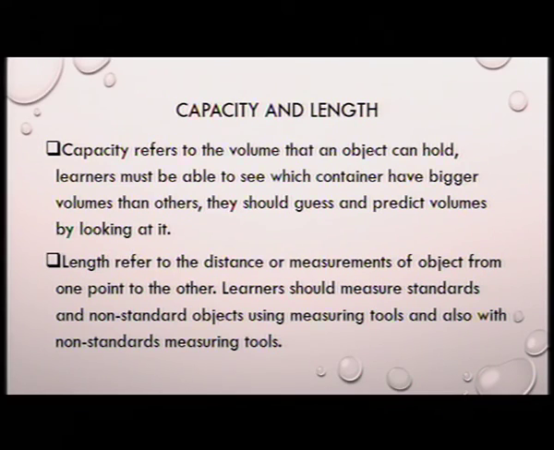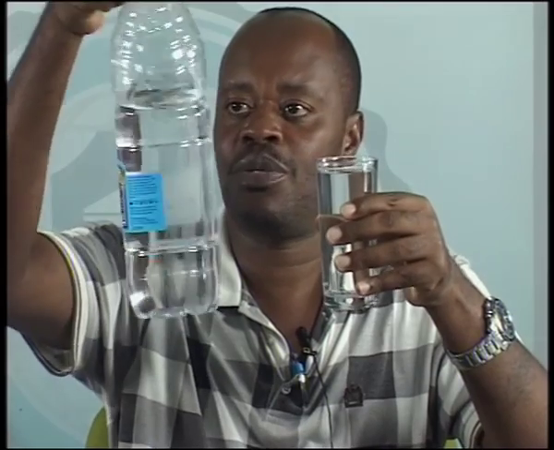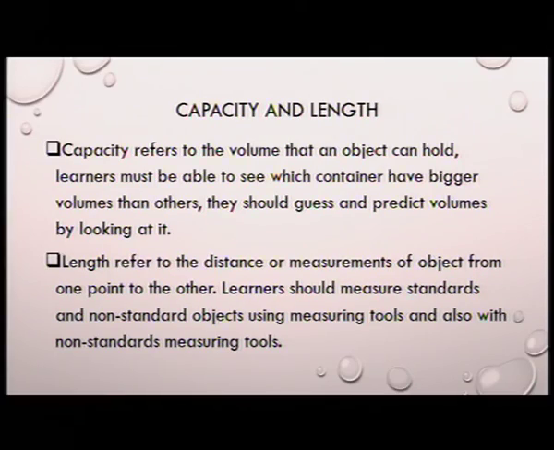Capacity refers to the volume that an object can hold. Learner must be able to see which container have bigger volume than the others. They should guess and predict volumes by looking at it. In other words, you can have a glass which is big, a big one like this, or you can have 2 glasses like this one, and you tell them which one is bigger. The learner must be able to look at these 2 objects and see this one is bigger than this one. So those are the things that you need to teach them, and you need to show them these things so that they can see.